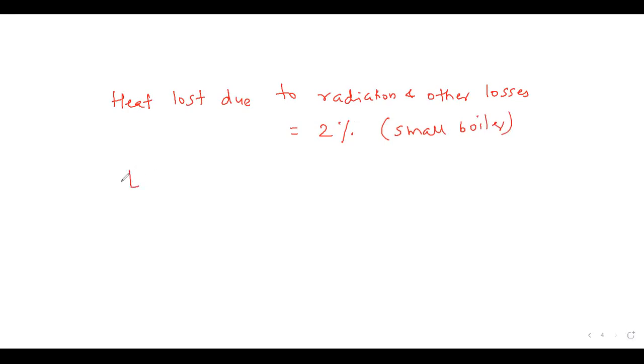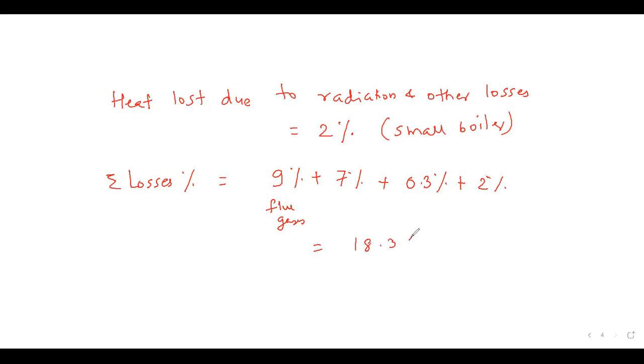The summation of the losses expressed in percentage would be what? First, we found the heat loss due to dry flue gases, which is about 9%. Then because of hydrogen in the fuel, about 7%. Then the heat loss due to moisture, which is 0.3%, and surface loss is 2%. So 9 plus 7 is 16, and so on, around 18.3, or let us say approximately 19% are the losses.